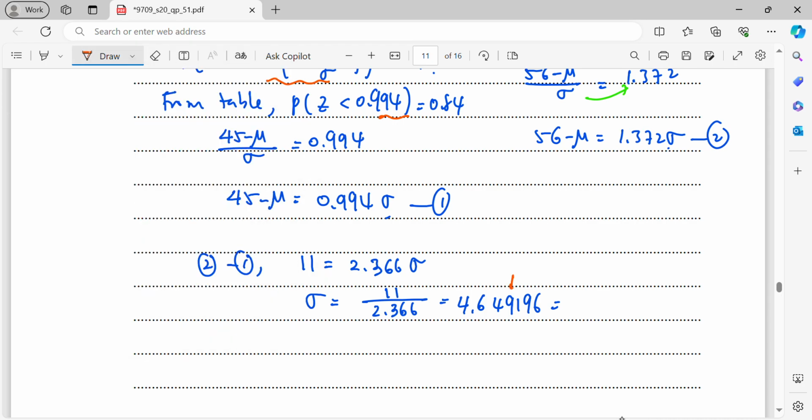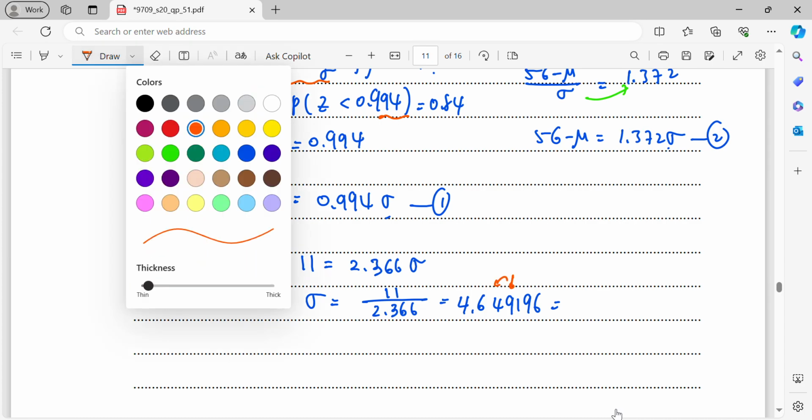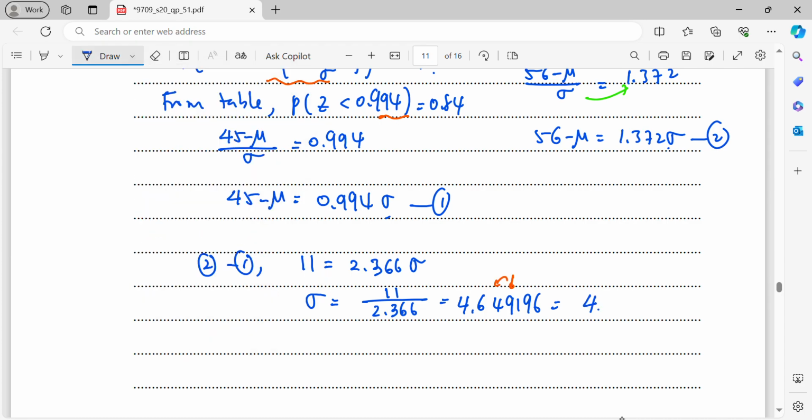Therefore, I look at this value. It is 5 and above, so I round up the 4. And at last, you will be getting 4.65. So once you have found the sigma, to get the mu, you just substitute into the first or second equation.